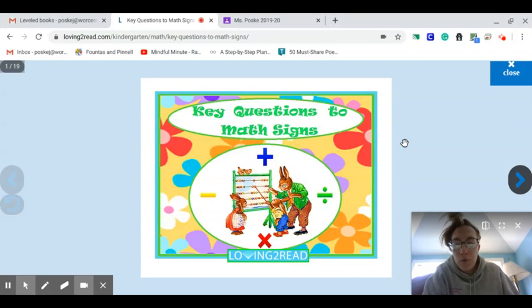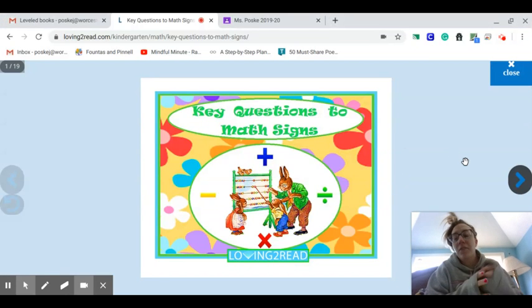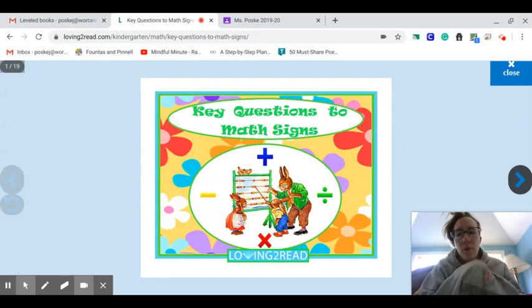Hi guys, so I am here and we're going to do something a little different today for math. It's going to be a read aloud and kind of like a math activity on the side. The book I'm going to read to you today is called Key Questions to Math Signs. As you can see on the front cover, you have all of the four different math signs or symbols that we've been using so far in fourth grade: addition, subtraction, multiplication, and division.